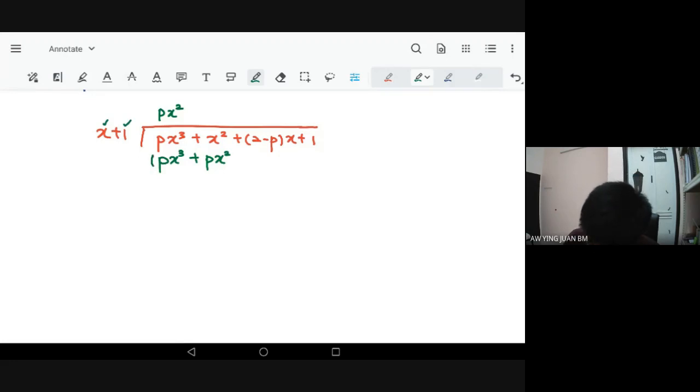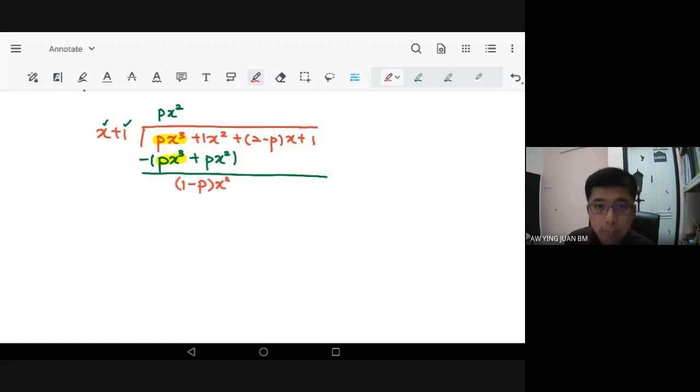Continue, simplify the situation. For this part, it becomes 0. Next, here we have 1 x squared minus px squared. So here we will have (1 minus p) x squared. Continue. Plus (2 minus p) multiplied with x plus 1. Make sure 1 minus p disappears. So plus (1 minus p) x.